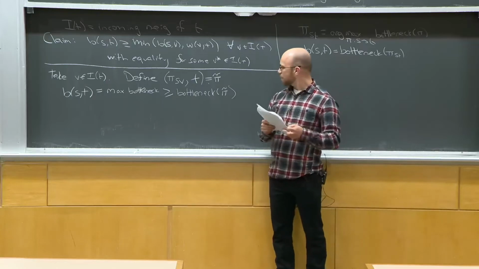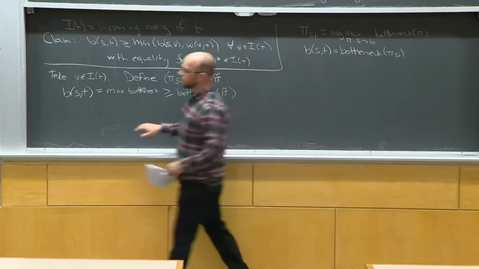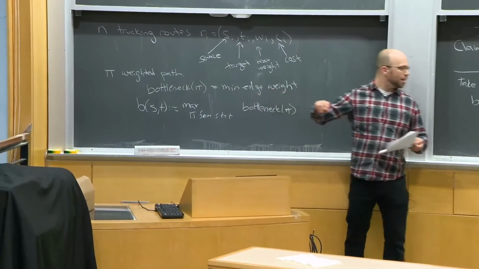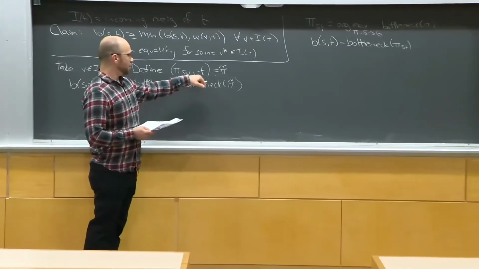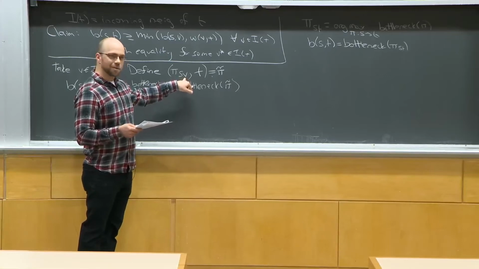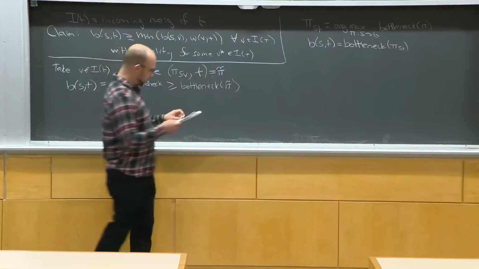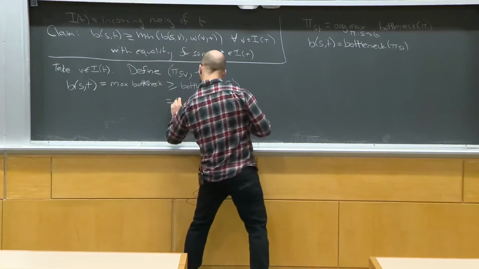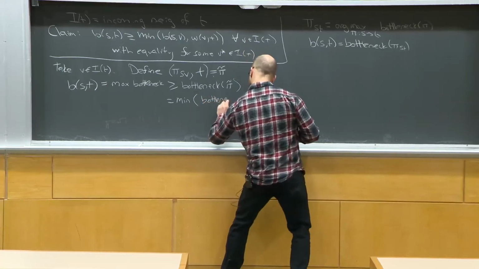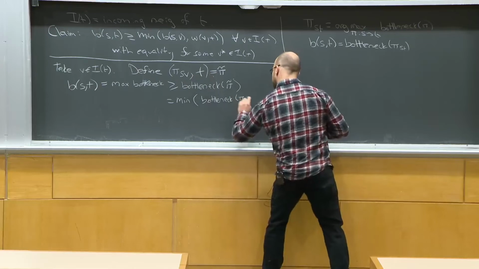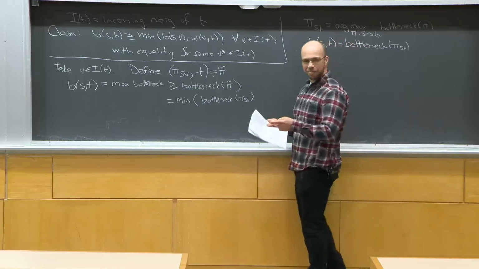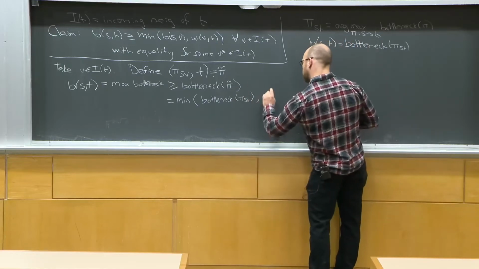Well, what is the bottleneck of pi twiddle? Well, remember our definition of bottleneck here, right? It's the min edge weight over my entire path. Well, I have two options. Either that edge weight is the edge from v to t, or it's the edge weight that's associated to the rest of this stuff, yeah? So either this is the min of the bottleneck of the first segment of our path, pi of s comma v. By the way, that may be empty, and that's okay. That's just like a one-edge path. You can dispense with that case pretty easily. Or the weight of vt.